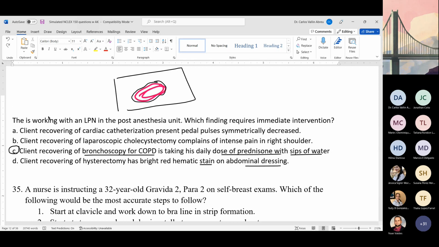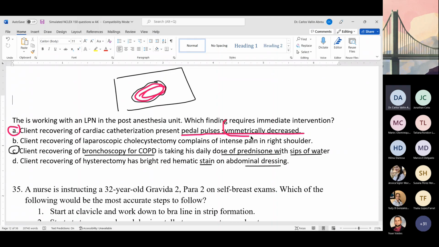What do you recommend to a patient who is already on the floor, with pain in the shoulder after a laparoscopy? What do you recommend the patient do? Ambulate. This accelerates circulation, and the carbon dioxide that is used to inflate the abdomen is going to be absorbed. Okay. Why is A not a concern if the pedal pulses are decreased?